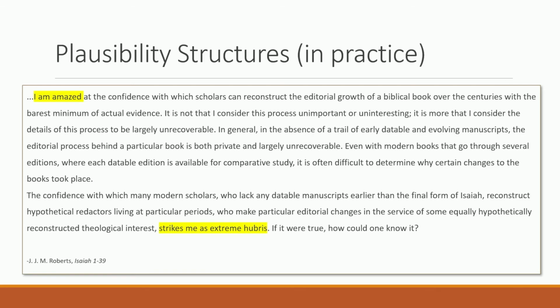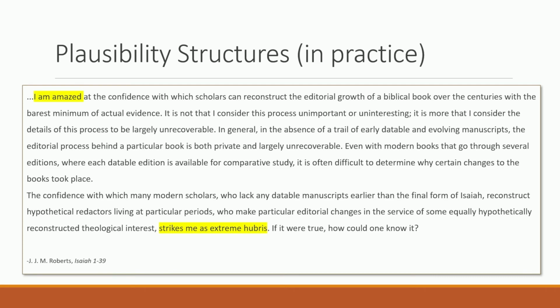Here's a quote from J.J.M. Roberts. In his Isaiah commentary, he says, "I am amazed at the confidence with which scholars can reconstruct the editorial growth of a biblical book over the centuries with the barest minimum of actual evidence. It is not that I consider this process unimportant or uninteresting. It is more that I consider the details of this process to be largely unrecoverable. In general, in the absence of a trail of early datable and evolving manuscripts, the editorial process behind a particular book is both private and largely unrecoverable.